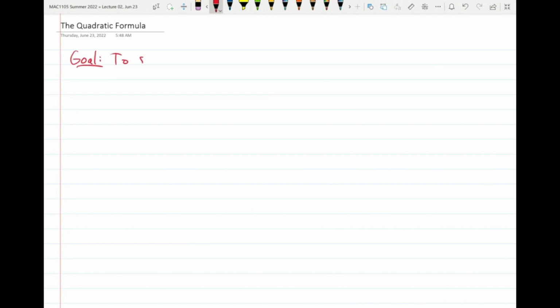So the goal is to solve an equation of the form ax squared plus bx plus c equals 0, where a is different than 0. Okay? Because of course, if a is equal to 0, then the quadratic term is not there, and this is just a little linear equation, right? We know how to solve it. So we want to solve an equation like this in general.